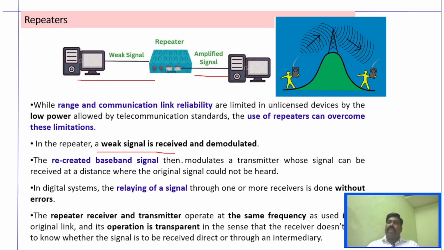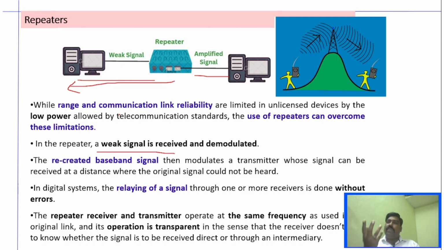Exactly what it does is perform the relaying of the signal, right? In digital systems, it will be like relaying the signal from one receiver to another receiver without any particular errors, right? And the repeater has its own receiver and transmitter, which act on the same frequency as the original transmitter, right? And as I said, the repeater will receive the signal, demodulate it, and then transmit it, right?